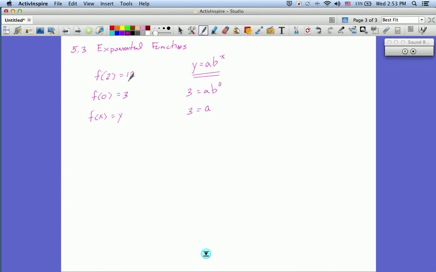Now let's take our next x and y. 12 equals a, well, a is 3. B I don't know, but x I know is 2. Divide, I get 4 equals b squared. And I know you're not thinking to write just a 2 there, plus or minus. So our final answer, or in this case answers, is y equals 3 times 2 to the x, or y equals 3 times negative 2 to the x. So that's our exponential functions there.